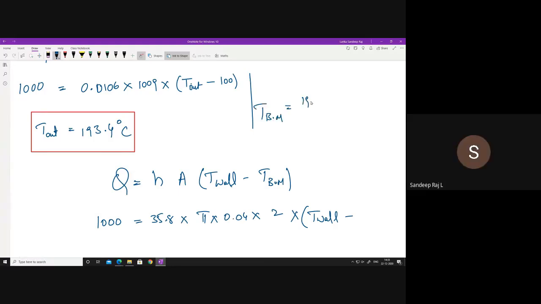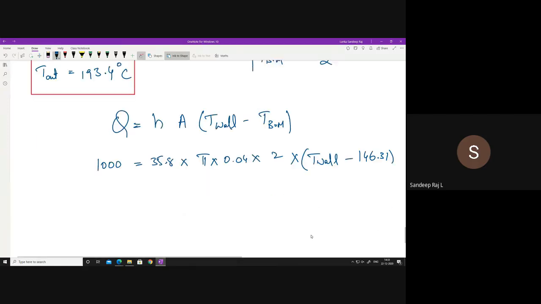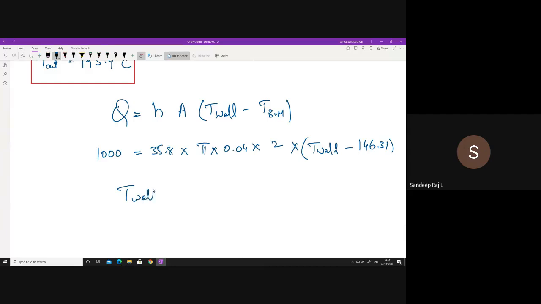146.316. Yes, 193.4 plus 100 by 2. It is 146.31 degrees centigrade. So T wall you will get from this. Tell me what is this T wall? 157.43. 157.43 degrees centigrade. See, this you can find out, but this he's not asking in the question.